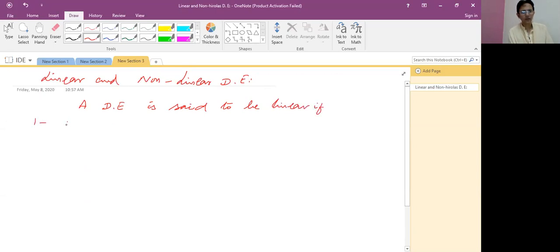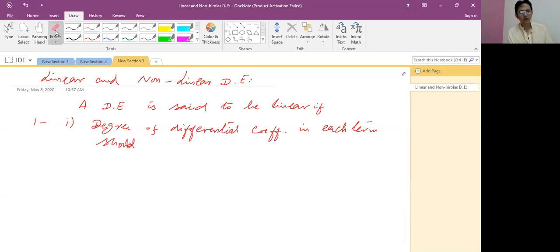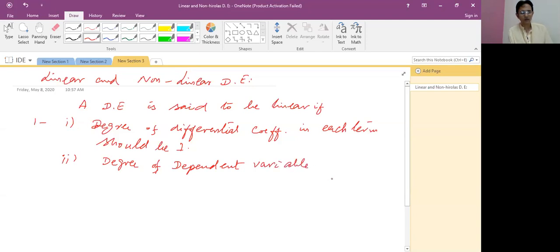the first rule has two parts. The degree of differential coefficient in each term should be 1. Now the second part of the first rule: the degree of dependent variable in each term should be 1.